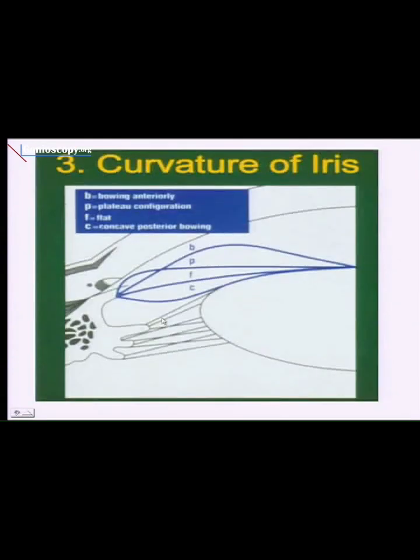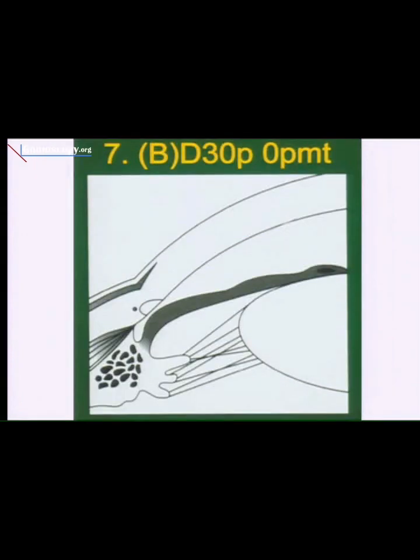So let's continue on with this now to show how these are put together into a grading system. So now we have an angle that looks like this. And first of all, let's just describe it. The iris inserts into the ciliary body, anterior ciliary body, so that would be a D. It bows anteriorly, markedly, but flattens out, so that would be a P, a plateau. The approach to the angle is probably somewhere around 30 degrees, so that's a 30 degree.